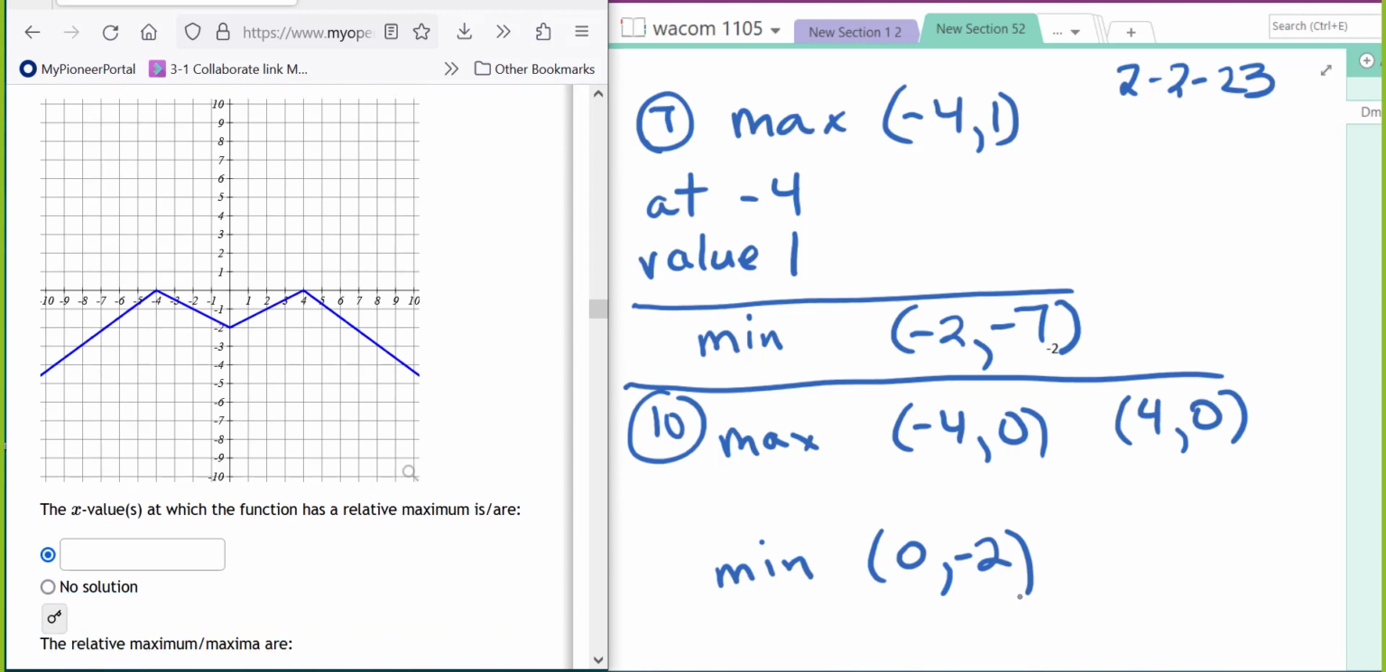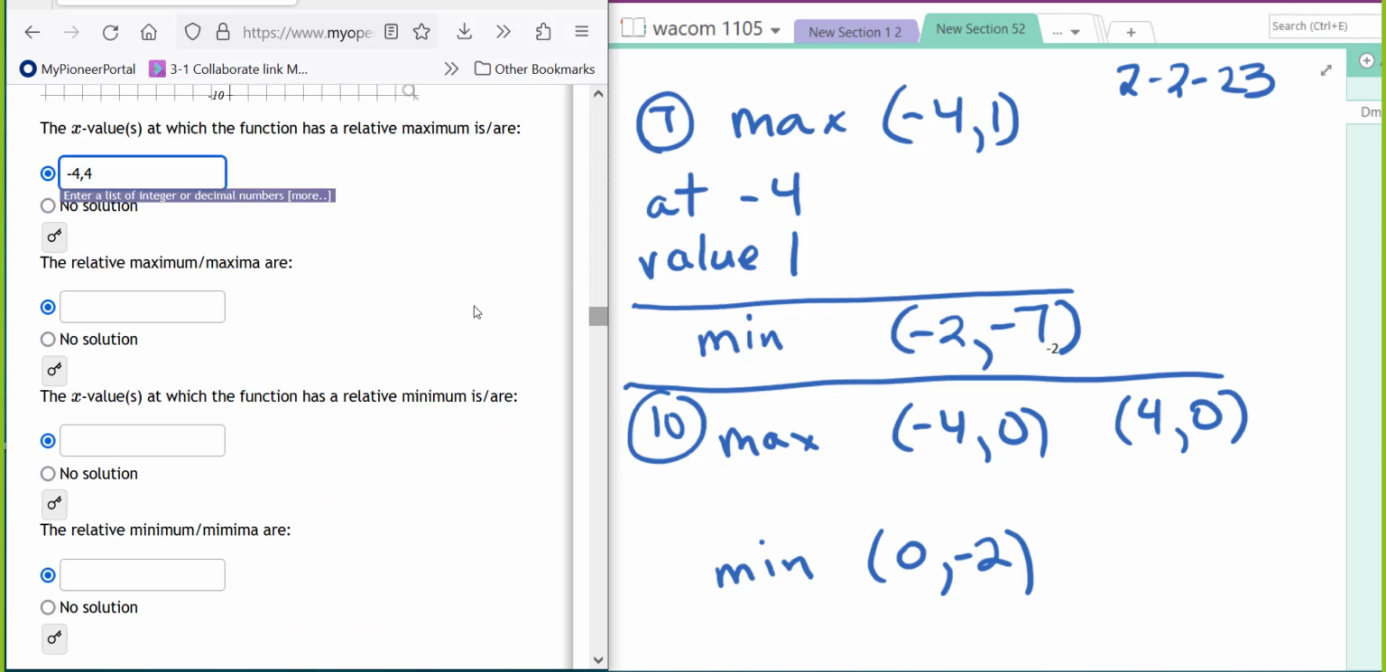All right, so the x value at which the function has a relative maximum is -4 and 4. The value of them is 0. The relative min, the x value for it is 0. And what the min actually is, the value is -2.